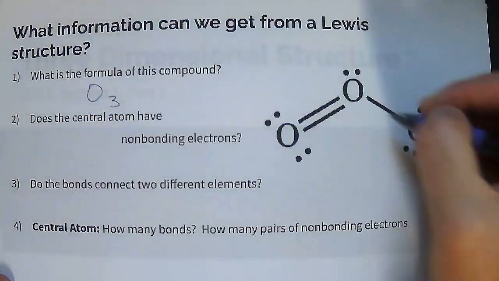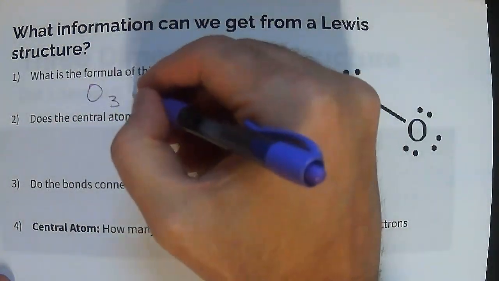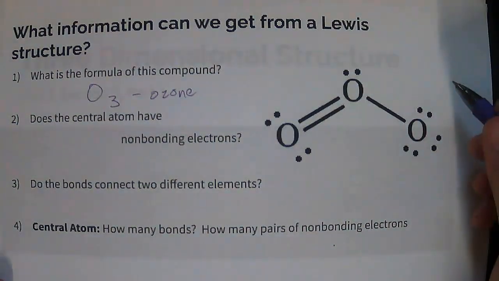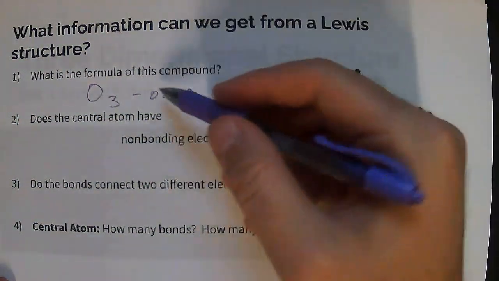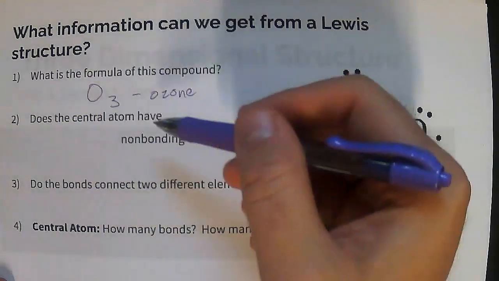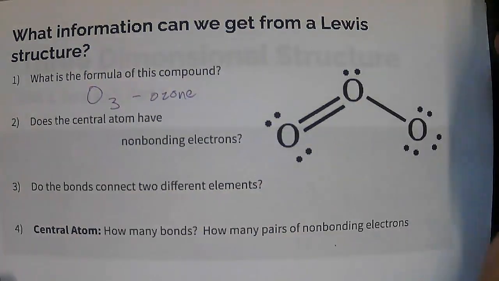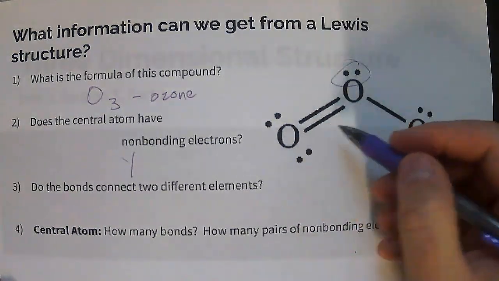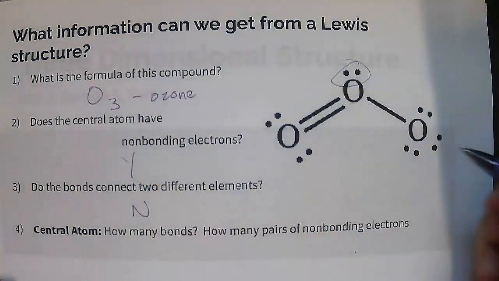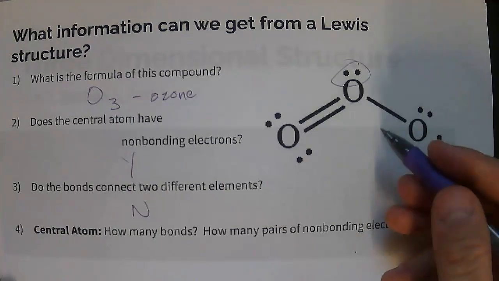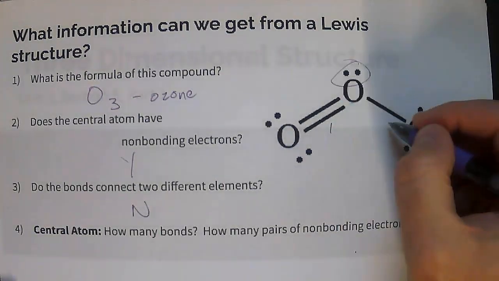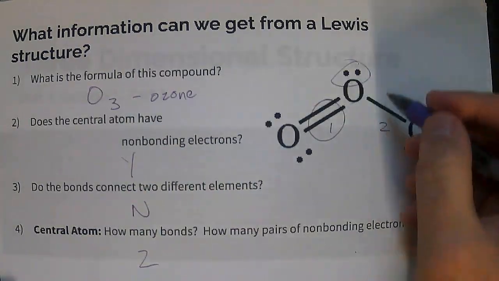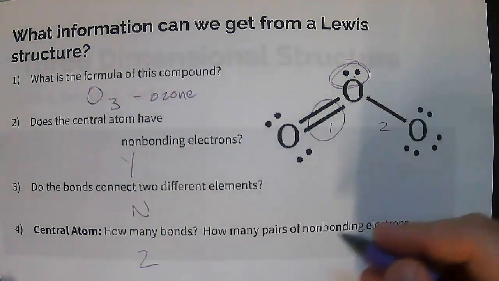What is the formula of the compound? This is O3, and this has a special name too, which you wouldn't have to know, but it is ozone. Does the central atom have non-bonding electrons? Yes. Do the bonds connect 2 different elements? No, in this case. How many bonds are there? There's 1, 2. Remember, a double bond just counts as 1 bond. So there's 2 bonds.